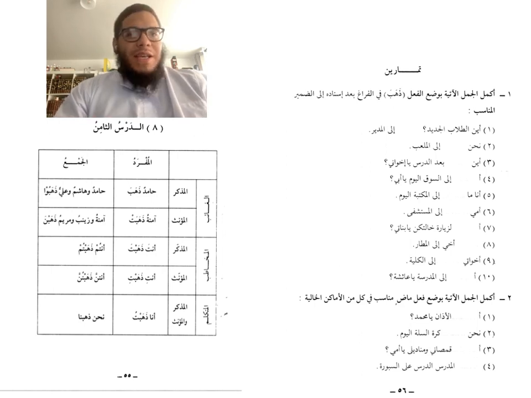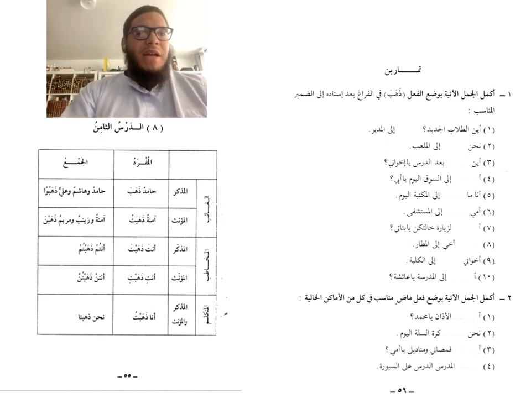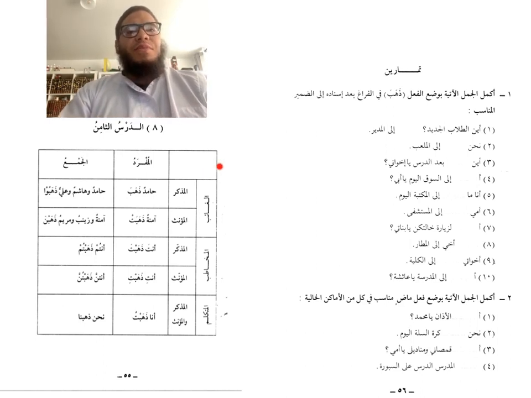So we are now on lesson 8. Lesson 8 is a short lesson and it just summarizes the conjugation with the pronouns of the past tense verb, as we're going to come to highlight now inshallah. So here you can see a table. We have a table here.